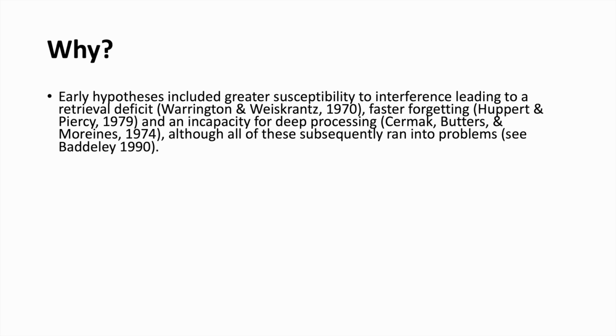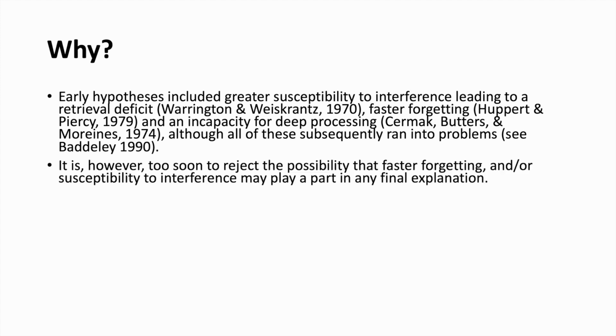Why? Early hypotheses included greater susceptibility to interference, leading to a retrieval deficit. So you wouldn't be able to remember things because something was happening to stop you being able to store it in your long-term memory. Maybe it's an incapacity for deep processing. But all of these did run into problems in future research. And it is too soon to reject the possibility of faster forgetting and a susceptibility to interference. So, working memory is preserved. So it might just be the case that people with amnesia forget more quickly and it doesn't get stored in long-term memory, and hence why they cannot remember things to use in the future.